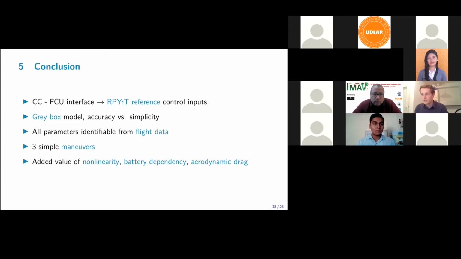We proposed 3 simple maneuvers to gather the data for this parameter identification. And lastly, I showed the added value of nonlinearity, of including the battery dependency and of including linear aerodynamic drag. So thank you. This was my presentation, and I will gladly answer any of your questions.